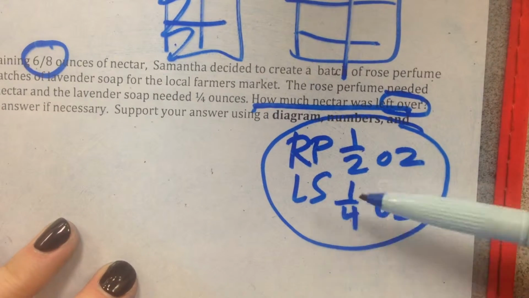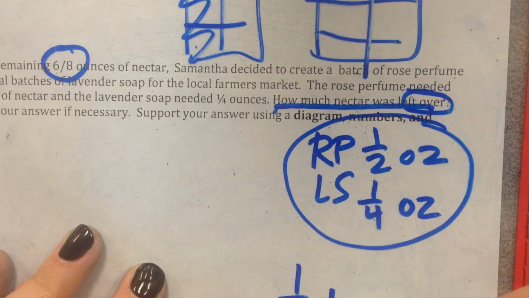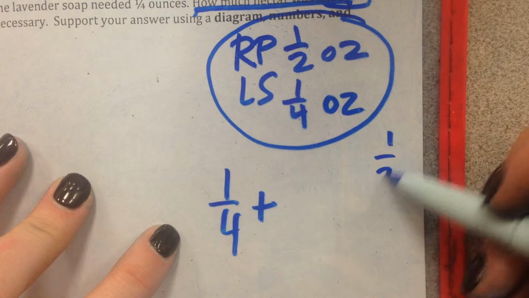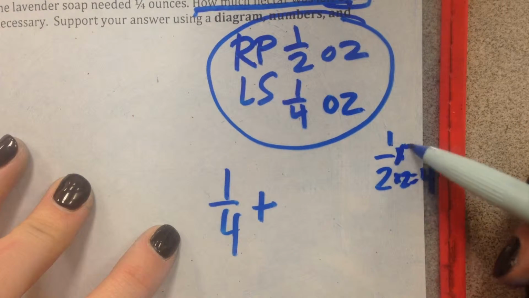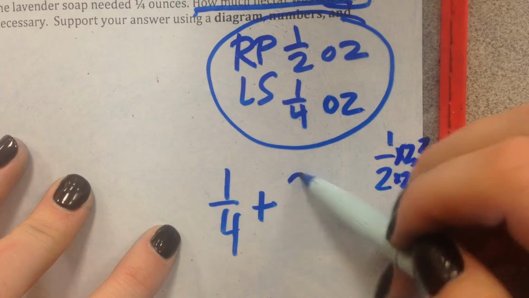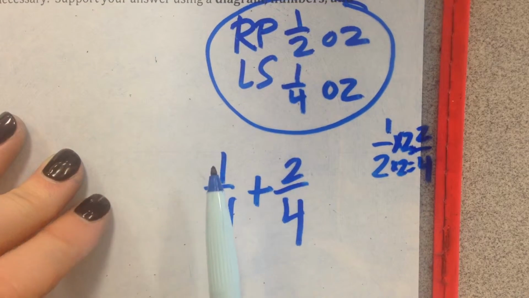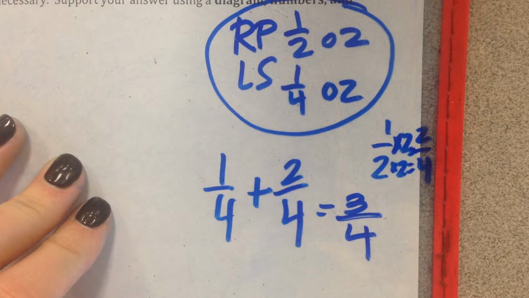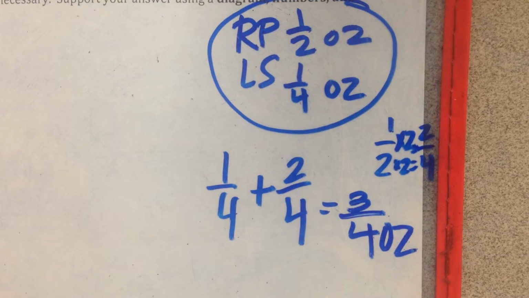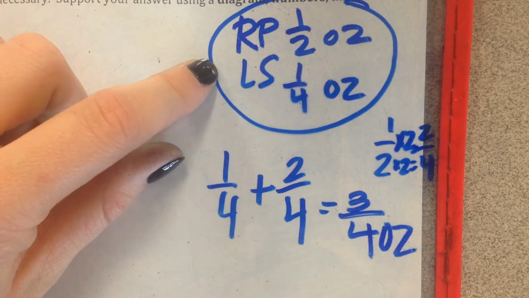Or I'm going to look down here and see, well, 4 is divisible by 2, so we could leave it as fourths. So it'd be 1/4 plus, now we've got to make 1/2 into fourths. So 2 times 2 equals 4. If we did it on the bottom, we've got to do it on the top. 1 times 2 equals 2. So 1/4 plus 2/4. Okay, we can do that because we have the same denominator. 1 plus 2 is 3/4. So she's going to need 3/4 ounces to make her rose perfume and her lavender soap.